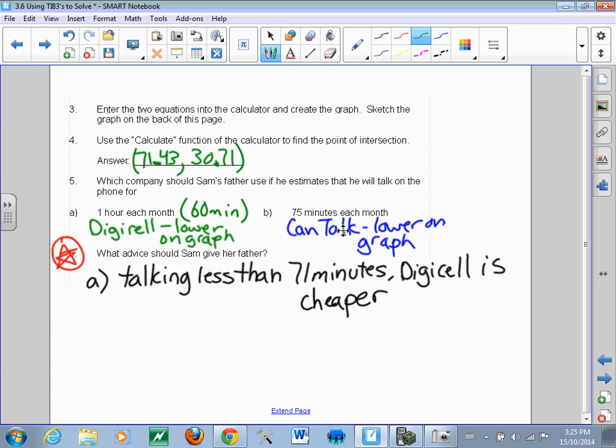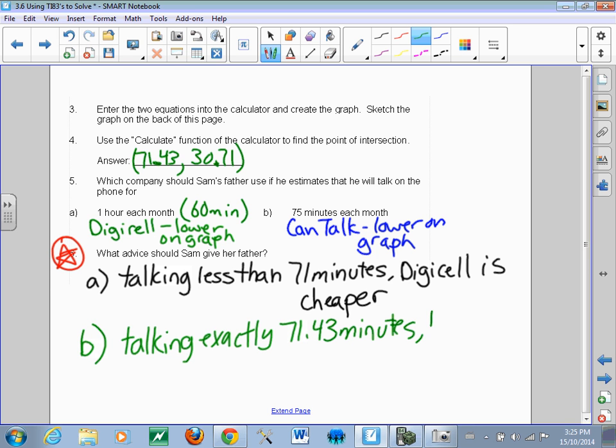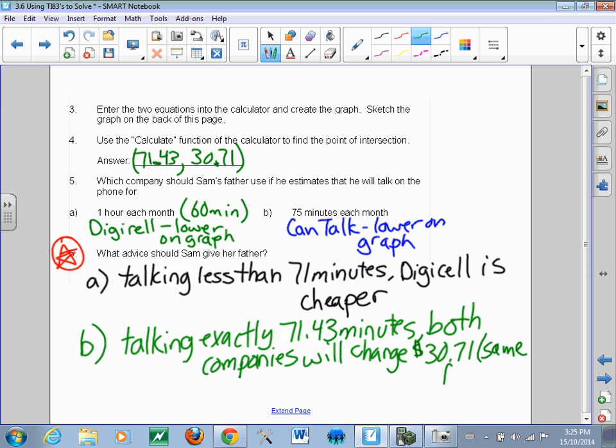Second case is at the point of intersection. So talking exactly 71.43 minutes. Make sure you tell me that both companies will be the same and tell me how much. So both companies will charge, don't forget your units here, folks, $30.71. I'm going to put in brackets here, same for both.